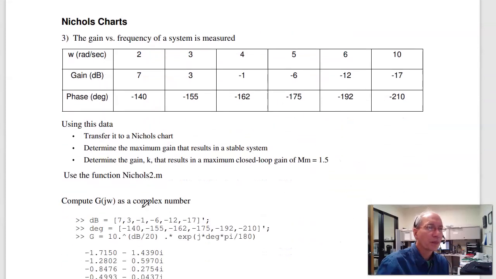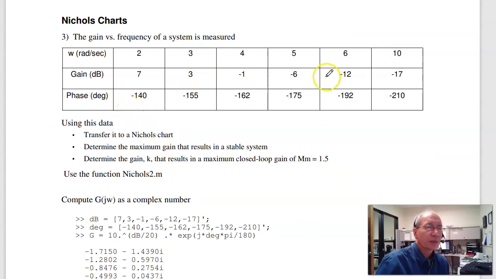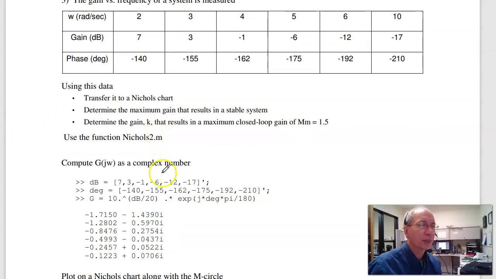Problem 3. If I have a Nichols chart, I want to find the max gain for stability and K for resonance of 1.5. The beauty of Nichols charts is I don't have to model the system. I don't need to find the inductance, capacitance, resistances, inertias, or anything like that. All I need is just a gain at frequency, and I don't need that many points either. If I take data like this and convert it to a Nichols chart, here I'm going to use the Nichols chart in MATLAB, the one that is in the lecture notes called Nichols 2.